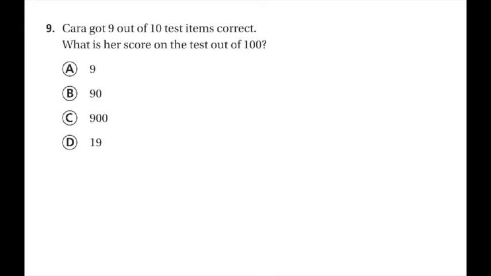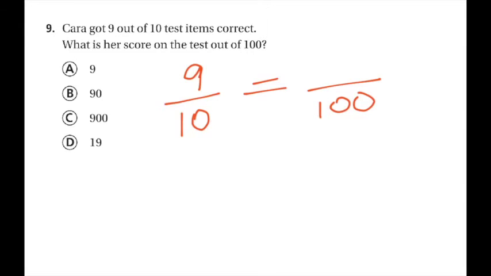Cara got 9 out of 10 test items correct. What is her score on a test out of 100? I really like this question because this is actually how I come up with scores for student work in math, reading, whatever subject I'm teaching. So 9 out of 10 correct is like 9/10, and what they're telling me is out of 100. How many would she get out of 100? So I'm thinking 9/10 equals something over 100.